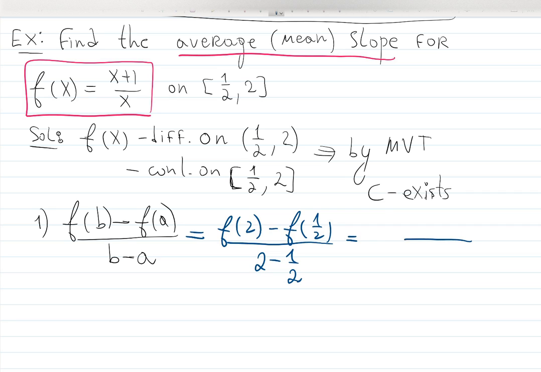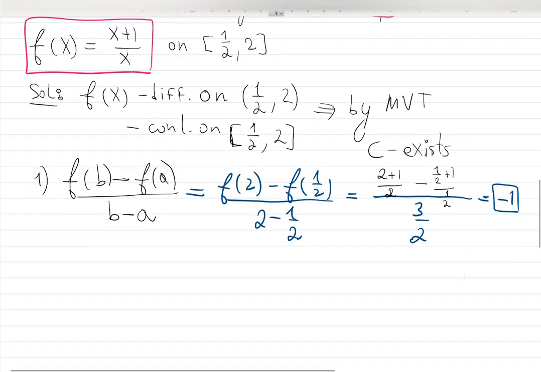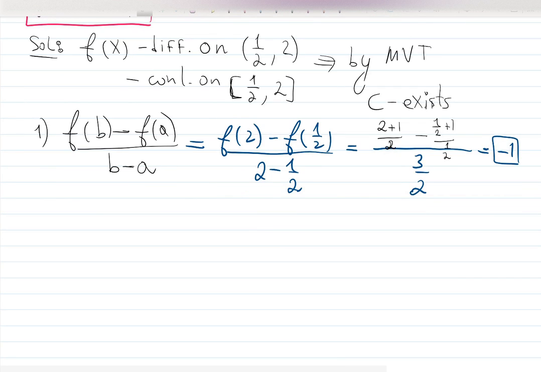Can you plug in all the numbers carefully? Well, the bottom becomes 3/2, right? At the top, you're working with fractions. So I will plug 2 in my function. It becomes 2 plus 1 all over 2, minus 1/2 plus 1 all over 1/2. Carefully simplify the fractions and you will get -1. Check. Did you get -1? Create a common denominator, flip the fraction, all of this.